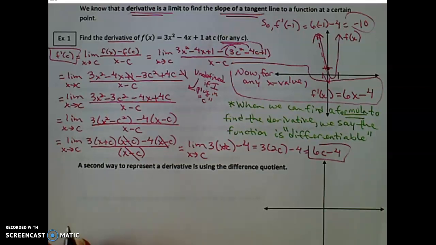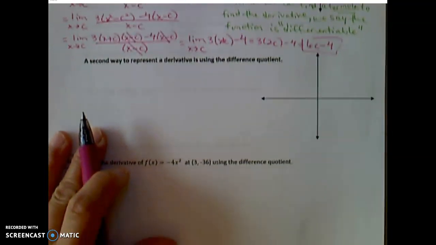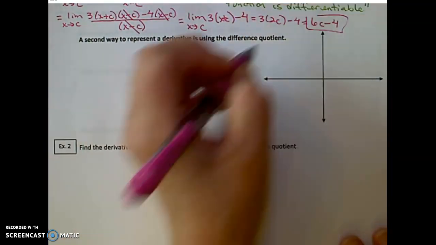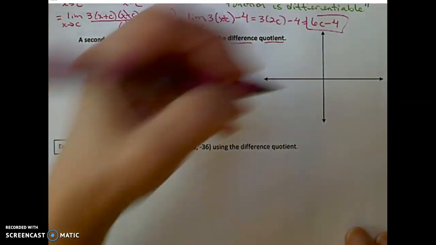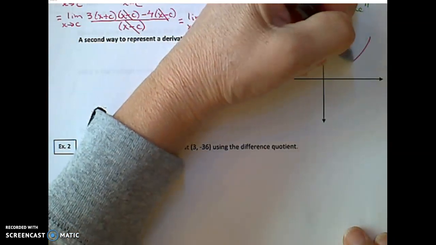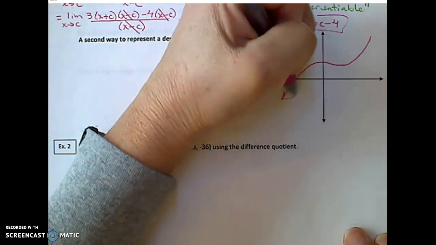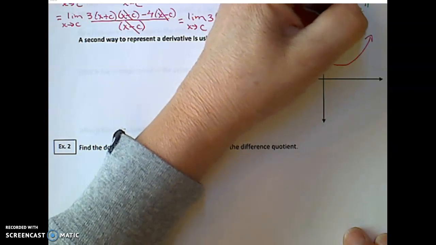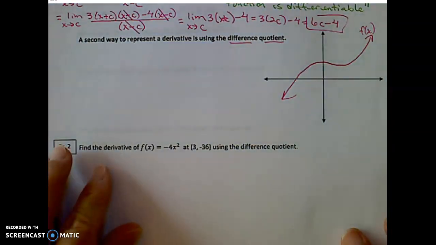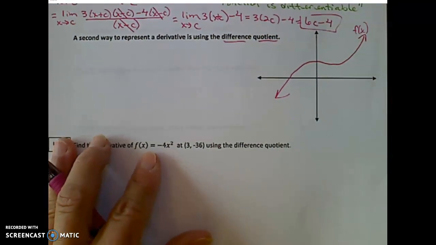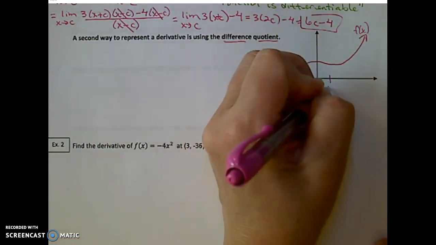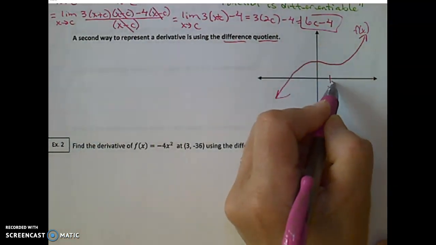I'm going to draw a function down here for another way to find the derivative of a function using what we call a difference quotient. Sketch a function, any random function. Here's my function f of x. Alrighty, and I'm going to pick an x value. Here's my x value. And then I'm going to move to the right.